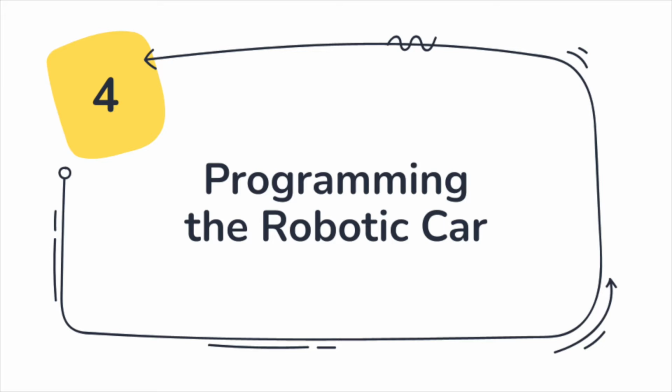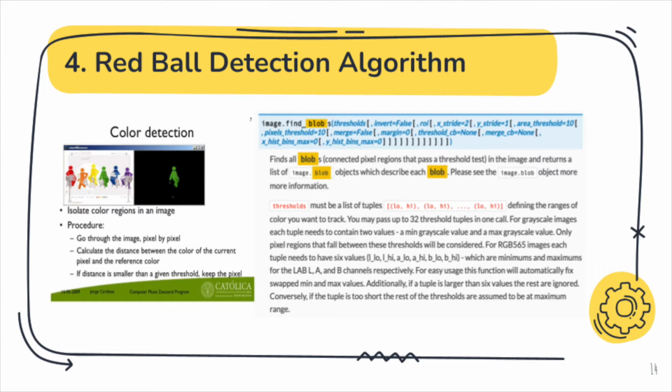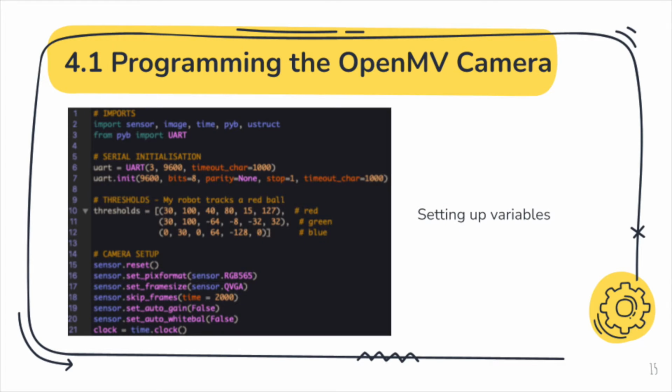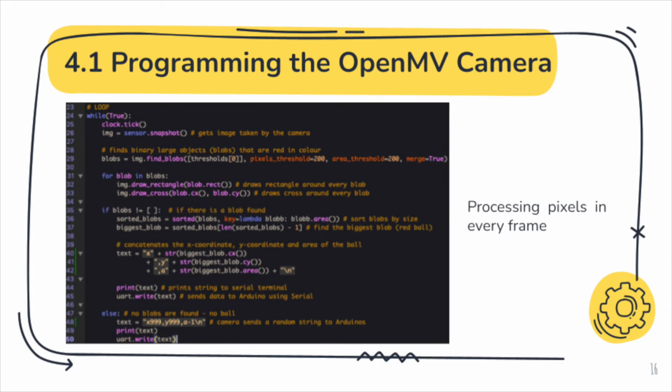Now, for the software. I wrote a color detection algorithm to detect the red ball. First, the algorithm will scan the image pixel by pixel and compare it to a color threshold. If the RGB value is within the threshold, it is considered as red, else that pixel is ignored. I then use the find blocks function to detect binary large objects, regions of the image that are red in color. This is my red ball detection implementation in MicroPython.